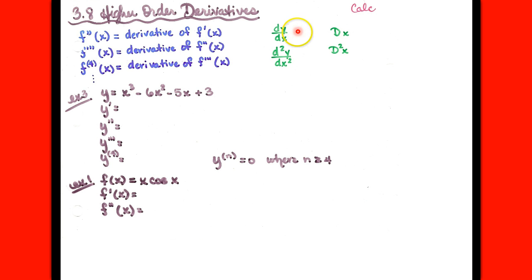Additionally, our alternate notation, like this is first derivative, so this is second derivative. This is first derivative, so this is second derivative. So let's look at example number 3. All right, example number 3, we have a cubic function, and they ask us to find the first derivative, which we've been doing for a while now.